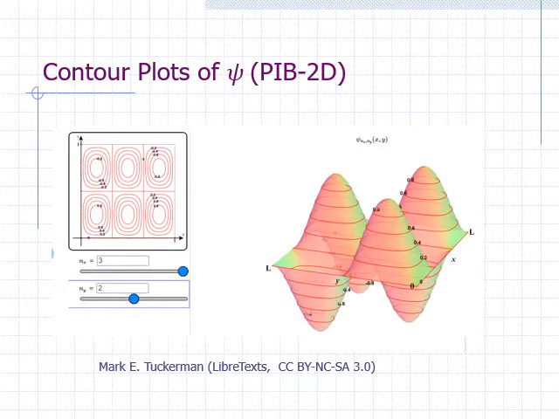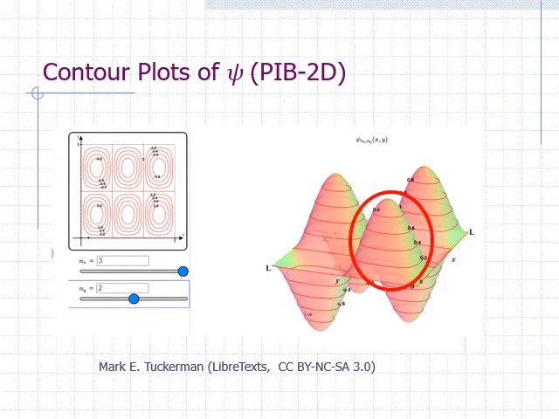Here's another way of plotting the wave function for a particle in a two-dimensional box. We can use contour plots. A contour is just a curve that traces through all points with the same value of psi. Imagine a contour as a curve that represents points on a mountain that are at the same elevation. Take a look at this section, which represents this mountain.